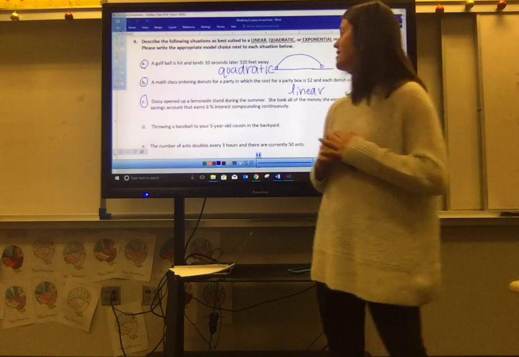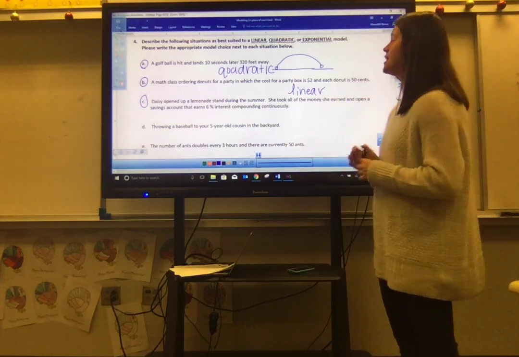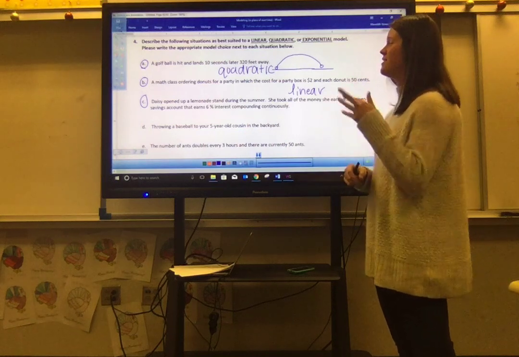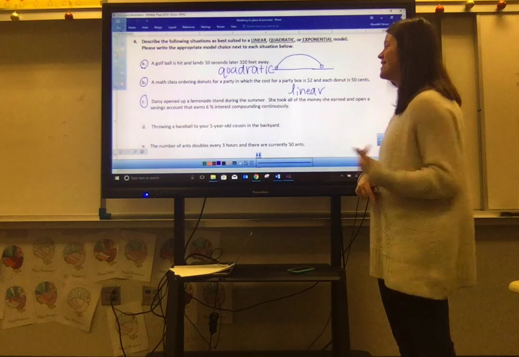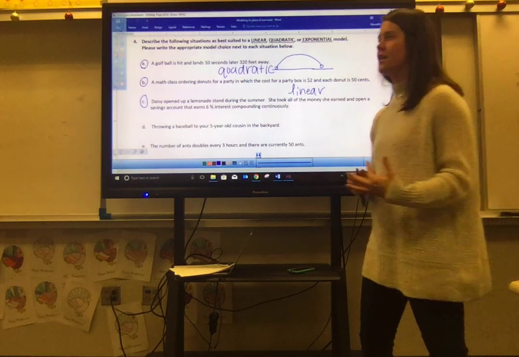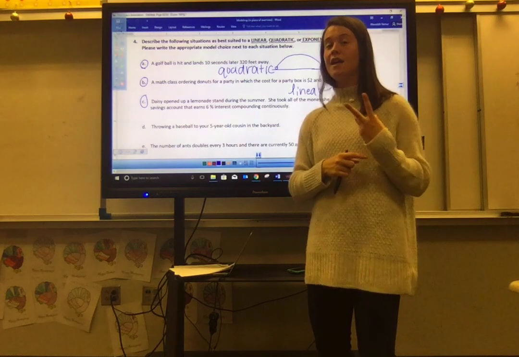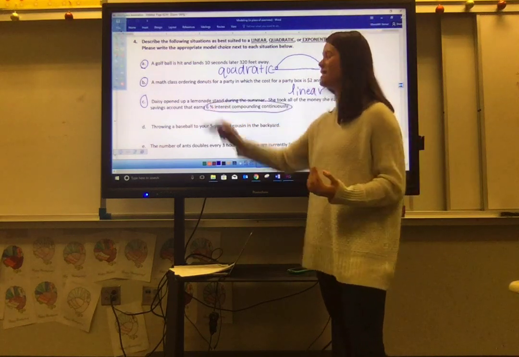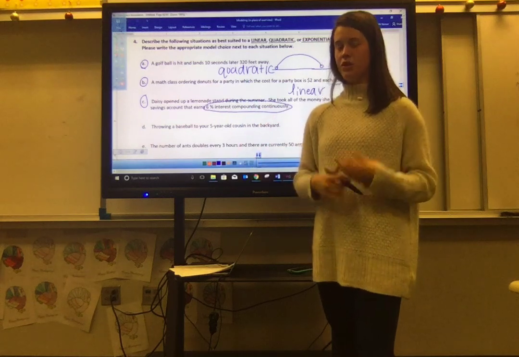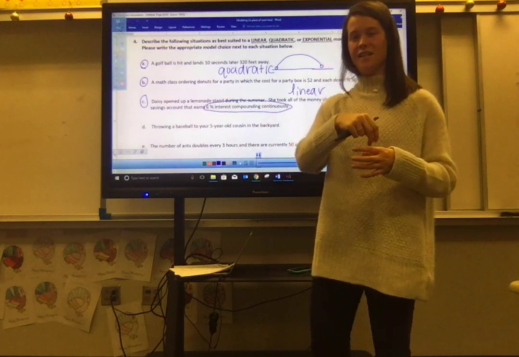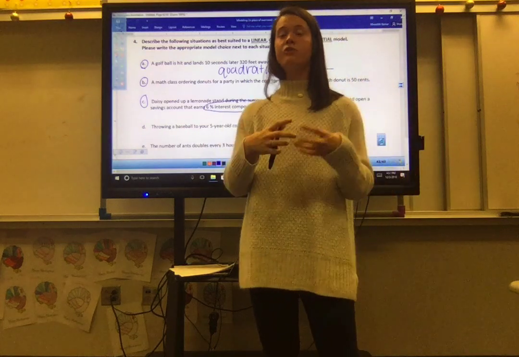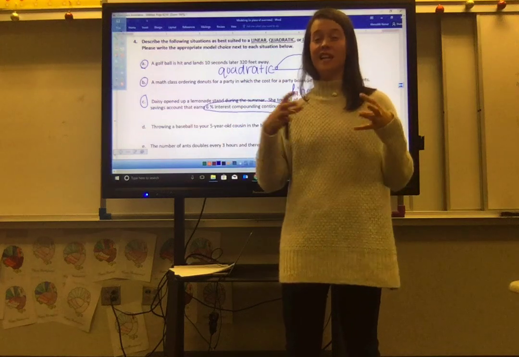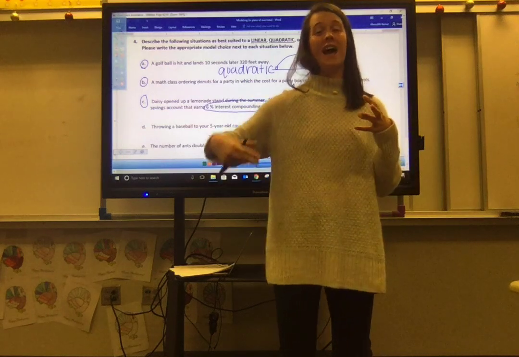And now let's look at C. C says Daisy opened up a lemonade stand during the summer. She took all of the money she had earned and opened a savings account that earns 6% interest compounding continuously. If you ever see anything about doubling, tripling, compounding continuously, that means that it's going to increase by 6% every single time. So you take something, you take 6% of it and add it in. And now you have a new total, and you take 6% of that. That new total is bigger, so 6% is actually going to be bigger in that new total, and you're going to add more to it.